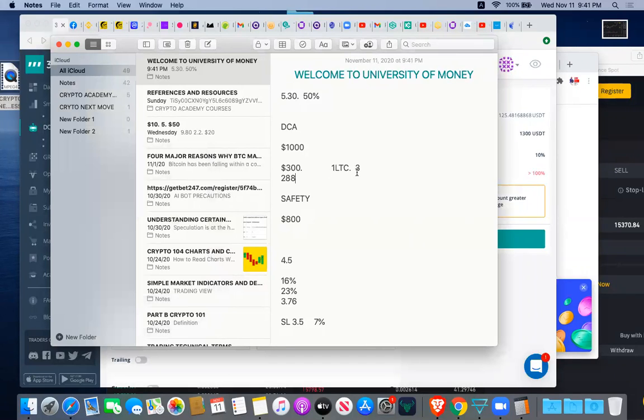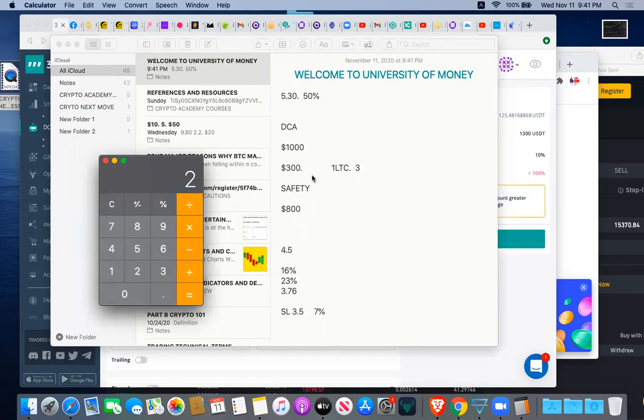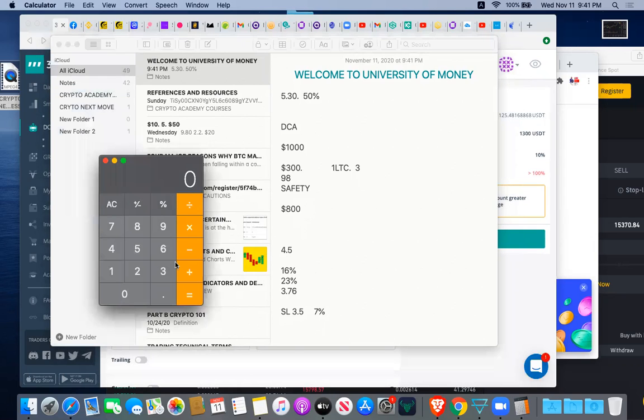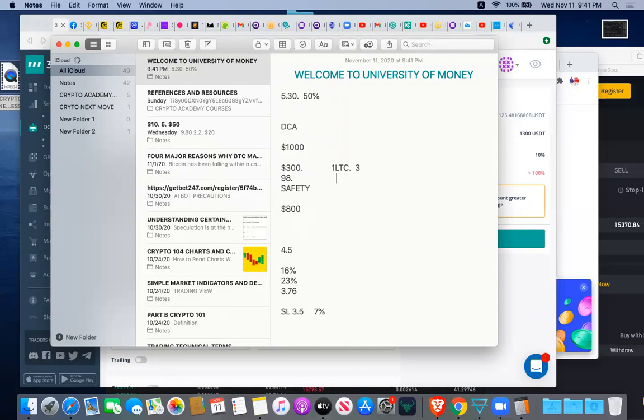So that means when the market deviates, 2% of $100 is $2, so that is $98. Am I correct? Yes, $98. So $200 divided by 98. That means I'm going to buy 2.04 Litecoin, because it has dispensed another $200.